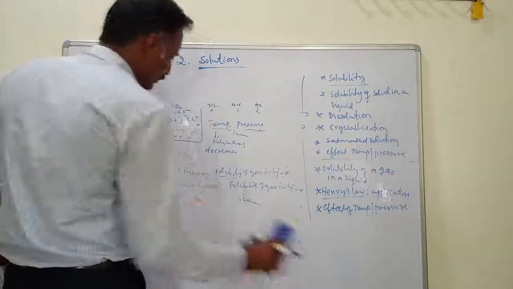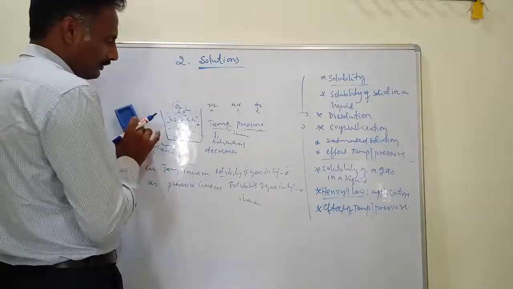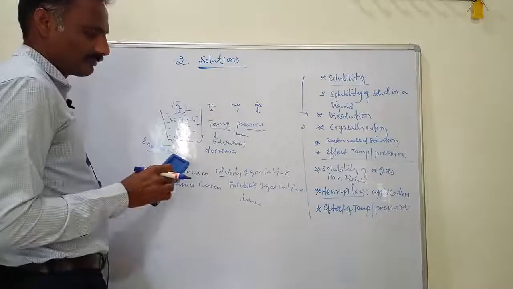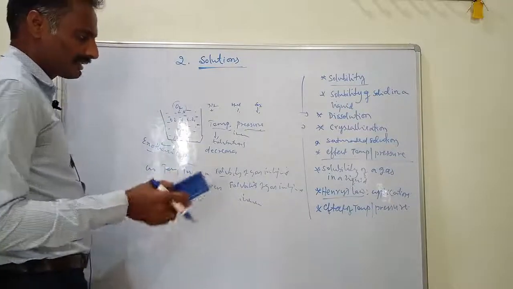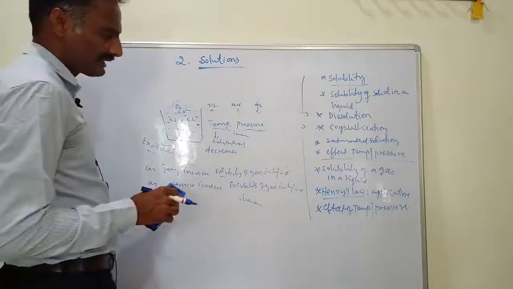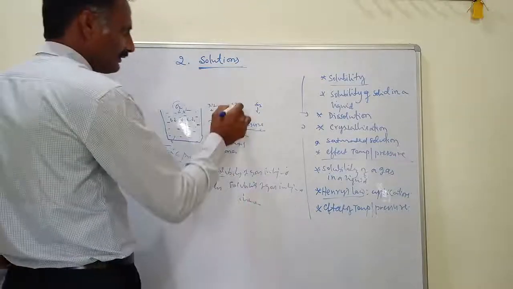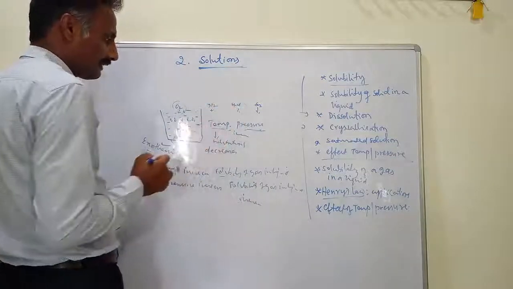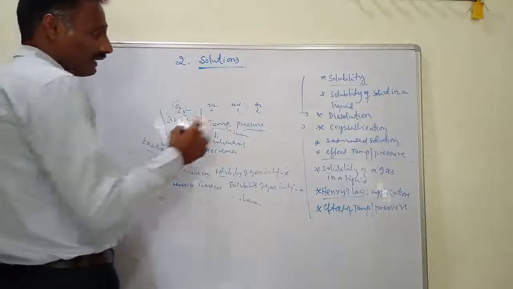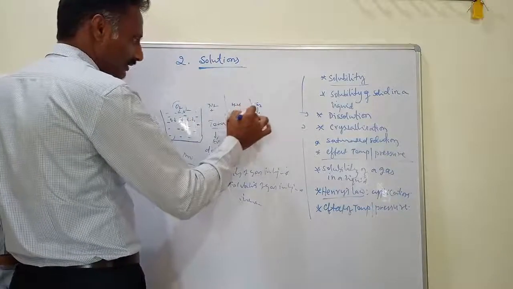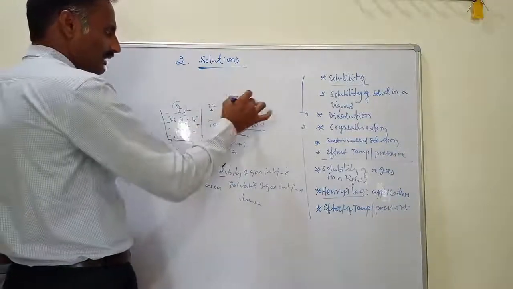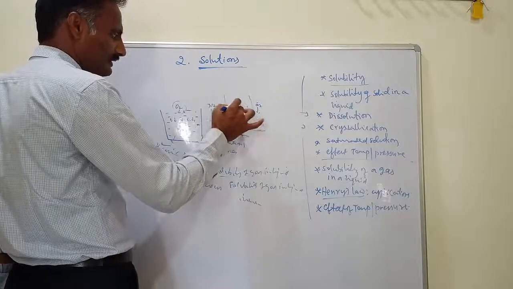The solubility of a gas in a liquid also depends upon the nature of the solute. Some gas molecules are polar in nature and some are non-polar. For example, HCl is a polar molecule, O2 is a non-polar molecule, and HCl is more soluble in water when compared to oxygen due to its polar nature, because water is a polar molecule and HCl is also a polar molecule.